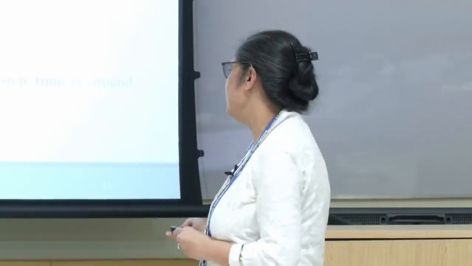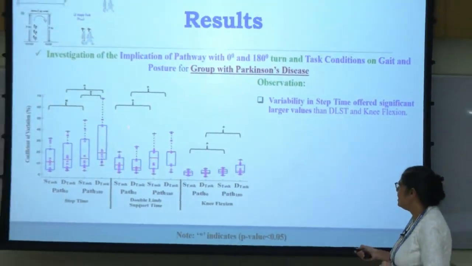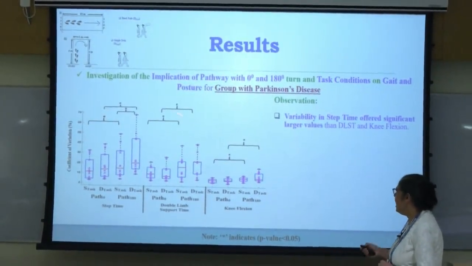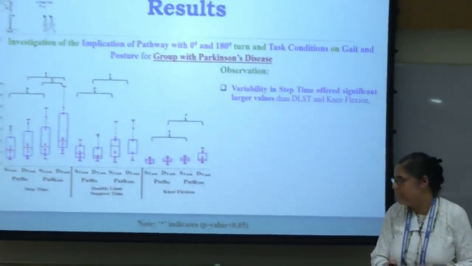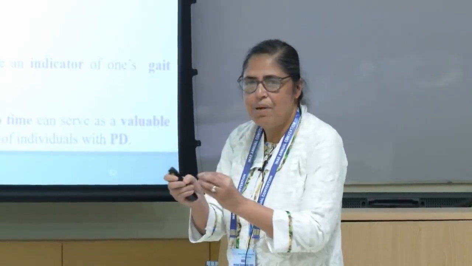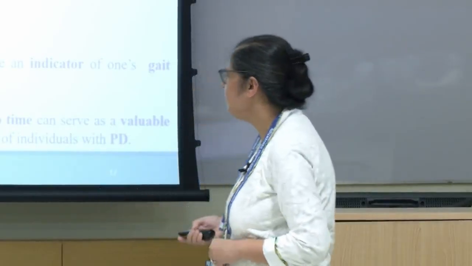What about those with Parkinson's? So we can see that for Parkinson's, a very interesting story. We could see particularly the step time variability with statistical variations, and it was very prominent for the dual task and the pathway with the 180-degree turn. We could also see some promise in the double limb support time and the knee flexion, as expected, but the step time was coming very prominent, and all statistical.